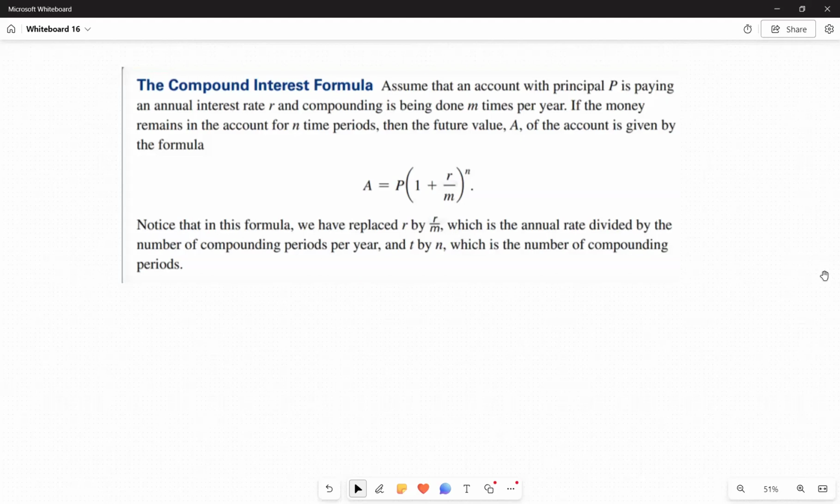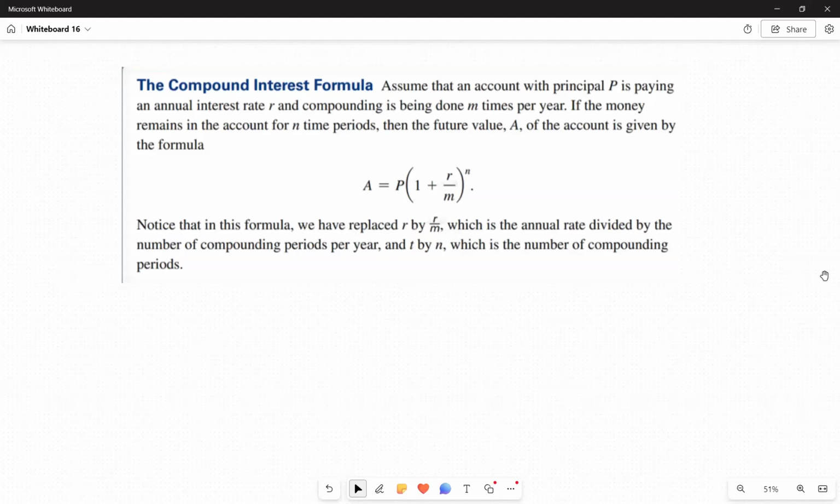an account with principal P is paying an annual interest rate R, and compounding is being done m times per year. For example, if compounding is being done once a year, m is equal to 1. If it's quarterly, m is 4. If it's monthly, m is 12, and so forth. And if the money remains in the account for n time periods, then the future value A of the account is given by this formula.